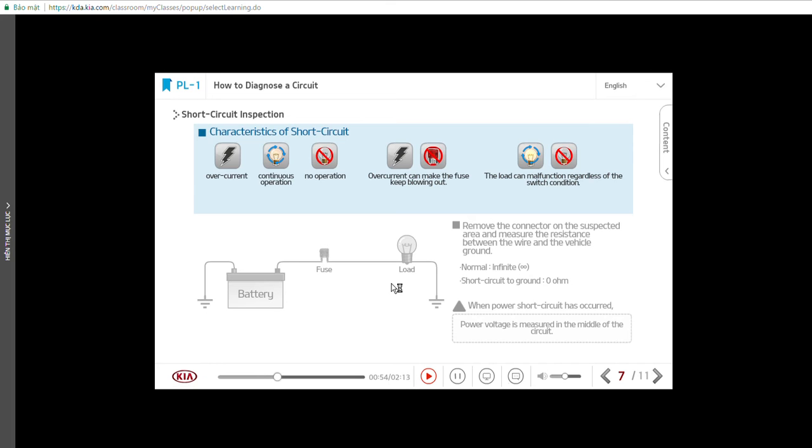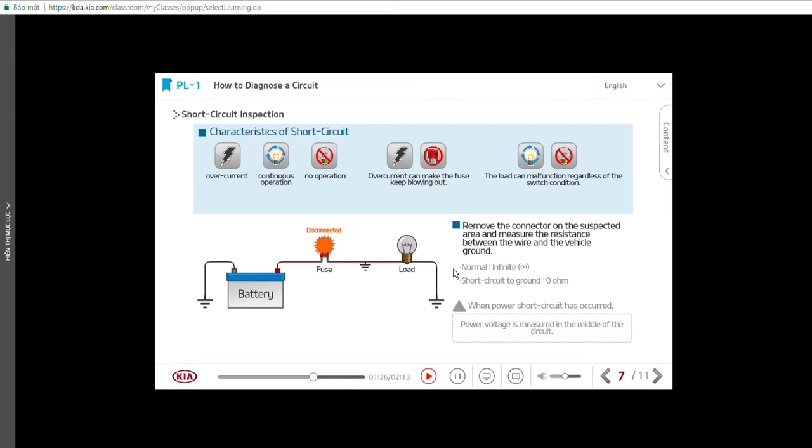So far, we have learned about the characteristics of short circuit. If you become familiar with these characteristics, you can easily identify where a short circuit has occurred. The following circuit has a short circuit to the ground between the fuse and load. In this case, you can easily determine that the short circuit occurred because the fuse keeps blowing out.